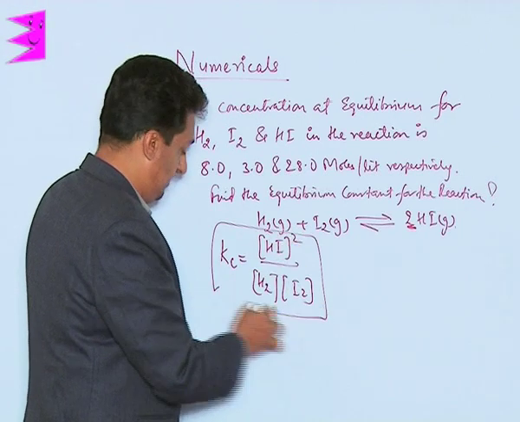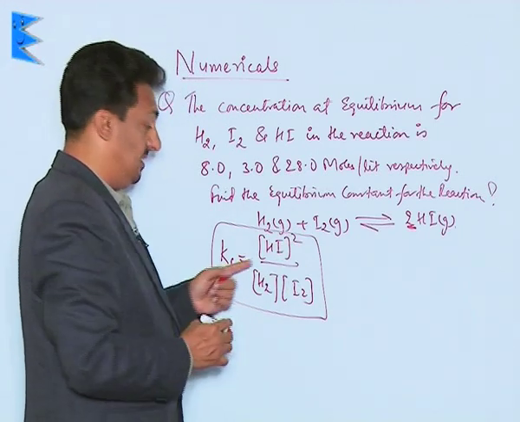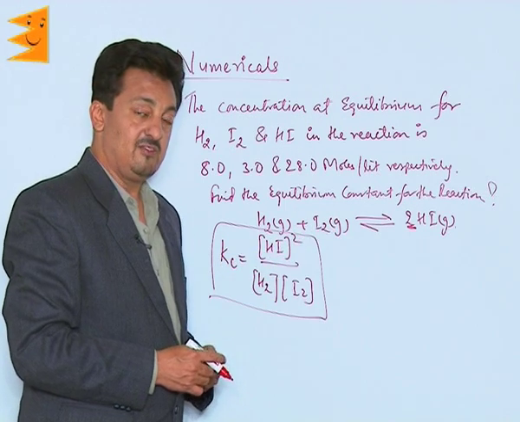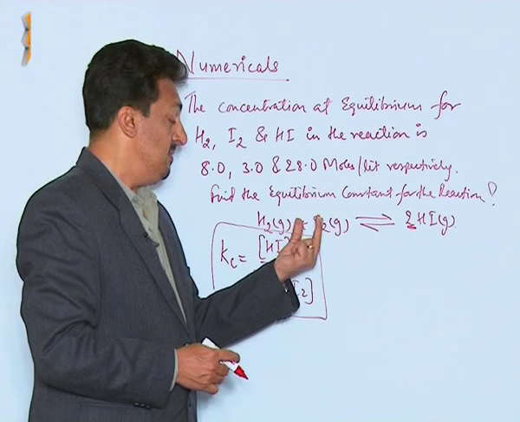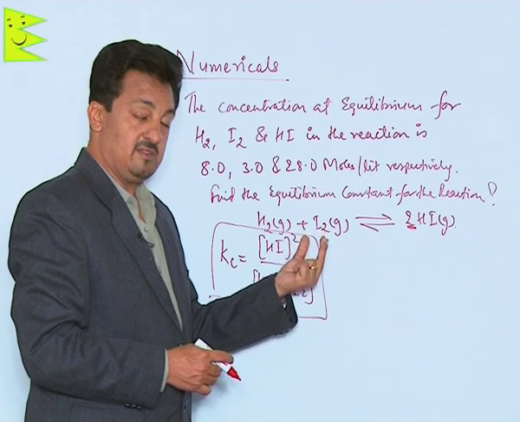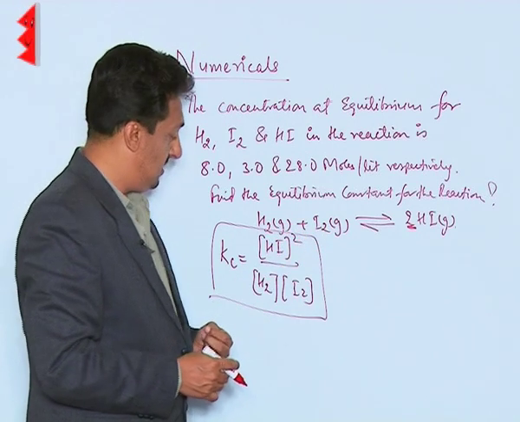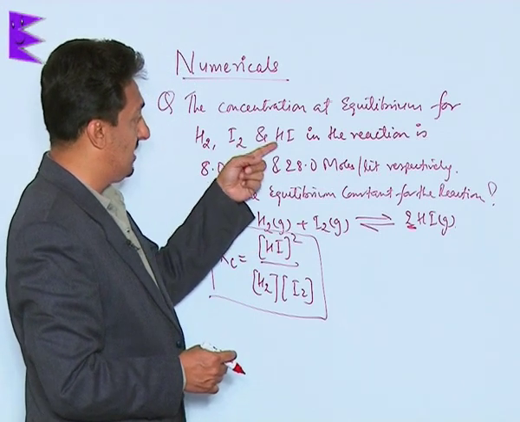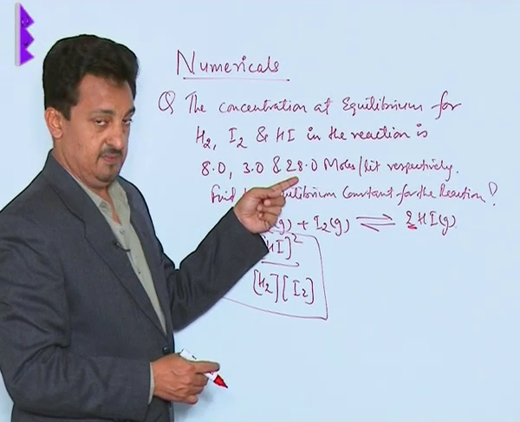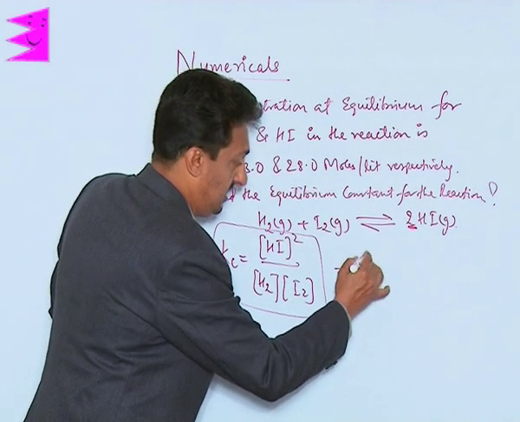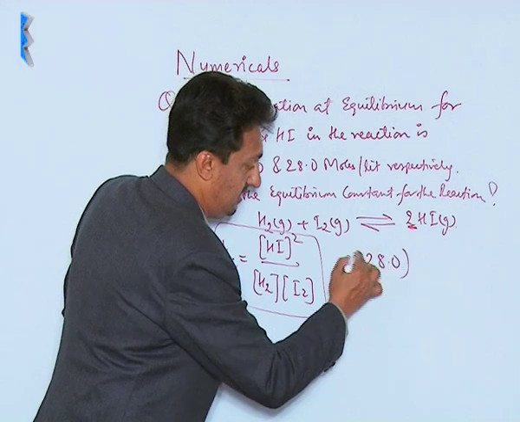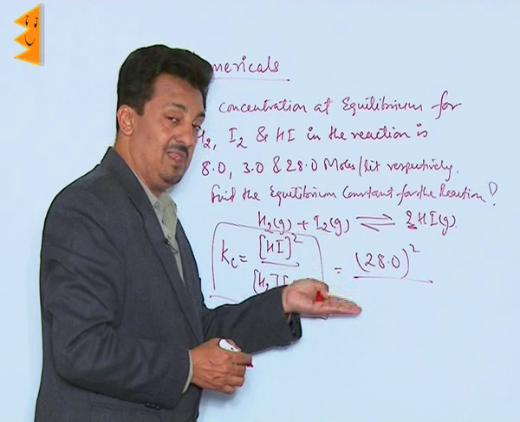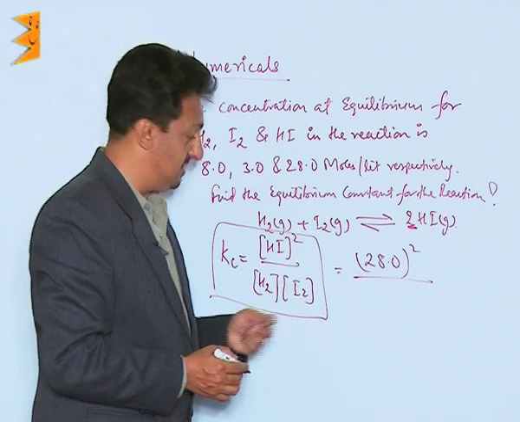Since we are writing down Kc, we know that we will be taking the concentrations of all these three substances which are present or which will be present during the state of equilibrium in the reaction. Now in this case, the HI concentration at equilibrium is given to us as 28 molar. So we will put it as 28.0 molar square of this. It is already in moles per liter, in molar concentration, so there is no need to change it.